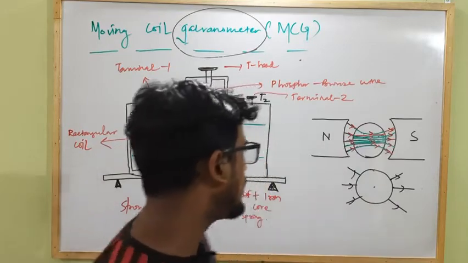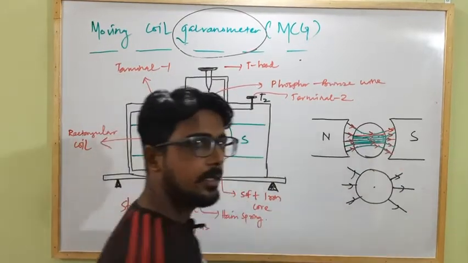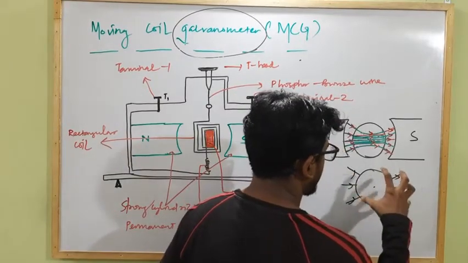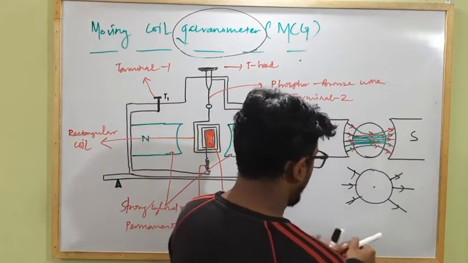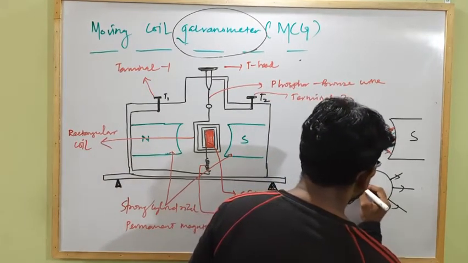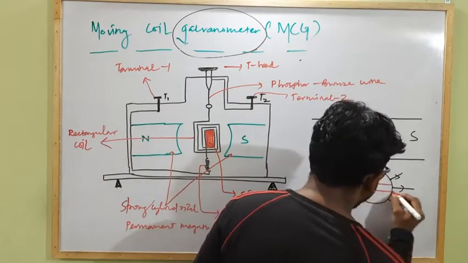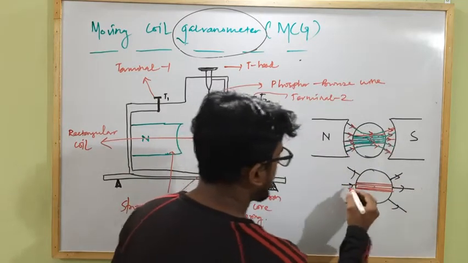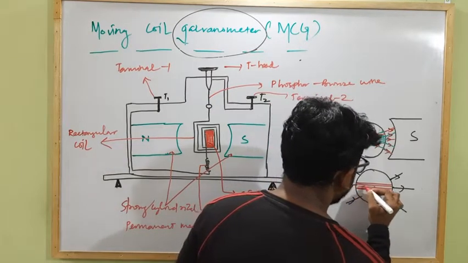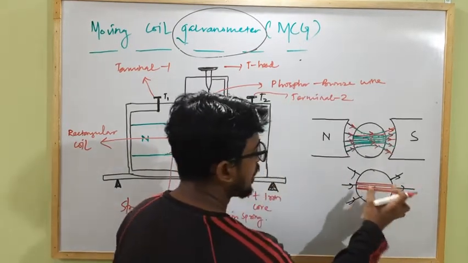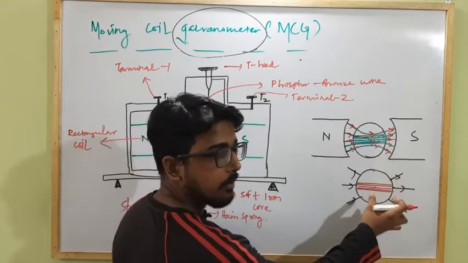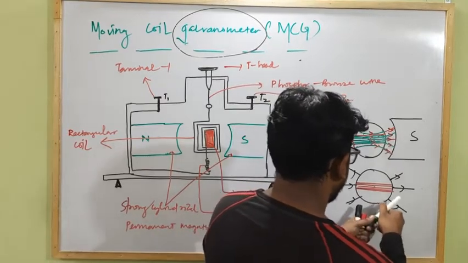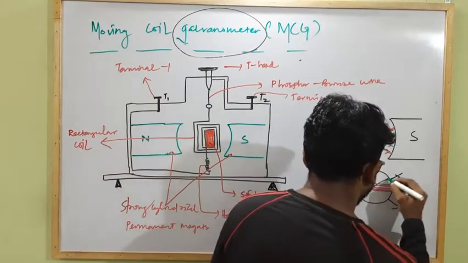What is the benefit of this radial magnetic field? As the magnetic field lines are always along the radius of the cylindrical core, whenever the current carrying coil is placed over this cylindrical core like this, the magnetic field at this position is always parallel to the plane of the rectangular coil. If due to torque the coil changes its position along this direction, like this.